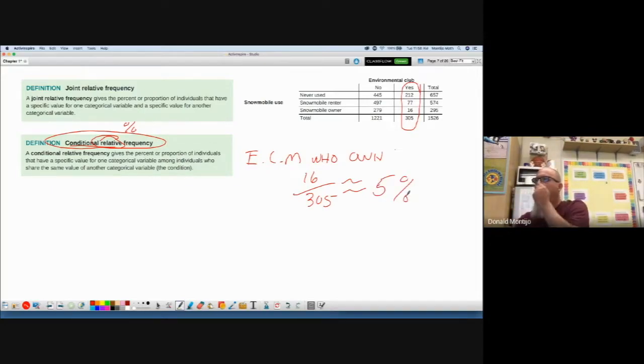And it could be of people who have never used a snowmobile, what's the conditional relative frequency that they're a member of the environmental club? So then we would change this and the condition would be that you must have never used a snowmobile. So now the denominator is 657. Of those who have never used a snowmobile, how many of them are members of the environmental club? 212. And again, it's relative, so we'd have to go back and find the percentage.